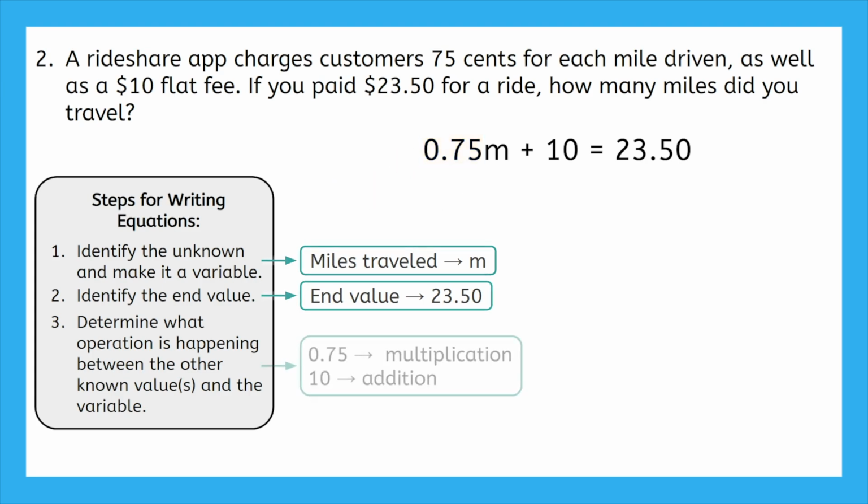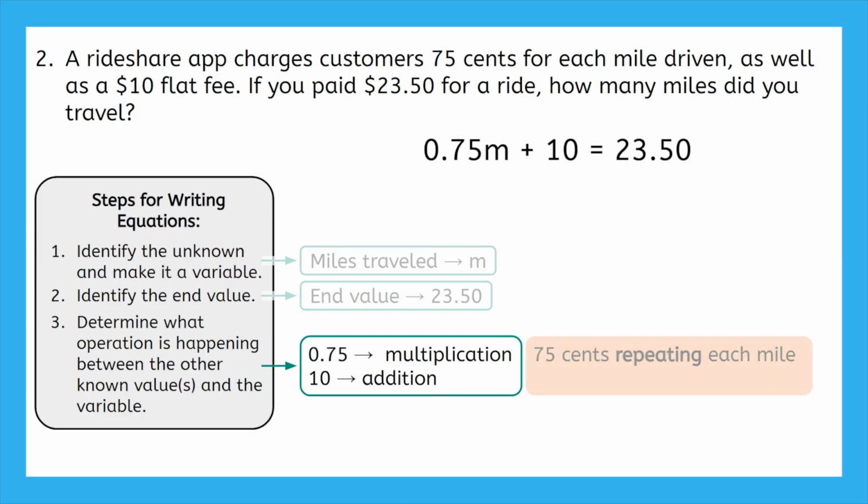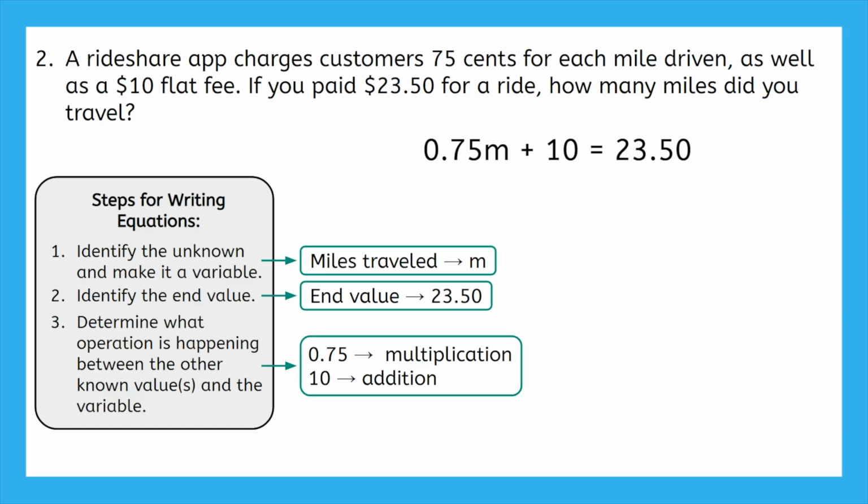How do we know that 0.75 is being multiplied by m and 10 is being added? If you weren't sure, one way of thinking about it is to ask yourself which value is only happening once and which one is being repeated. In this case, the cost per mile gets added to the total over and over again for each mile driven. So we use multiplication to represent that repetition. But the flat $10 fee is only added to the total once. If you need to make any changes to your equation, do that in your guided notes. Then go ahead and solve it.